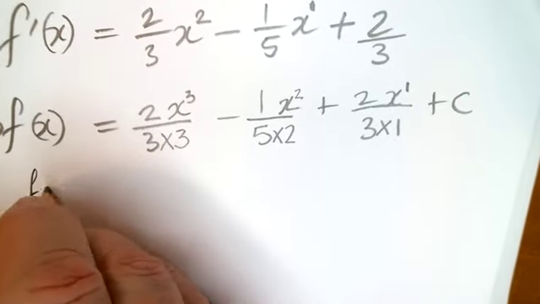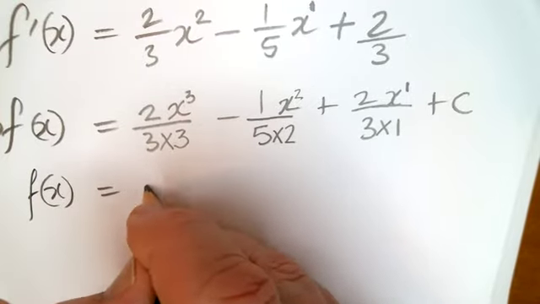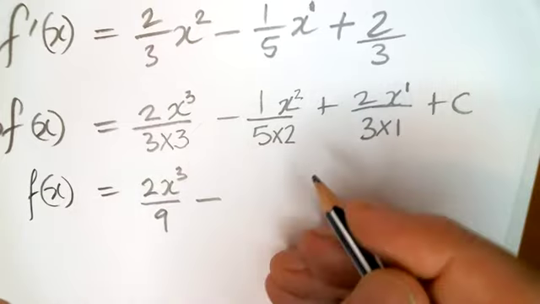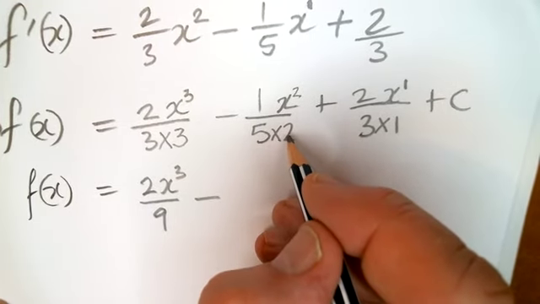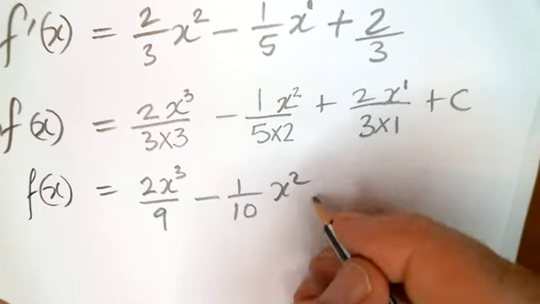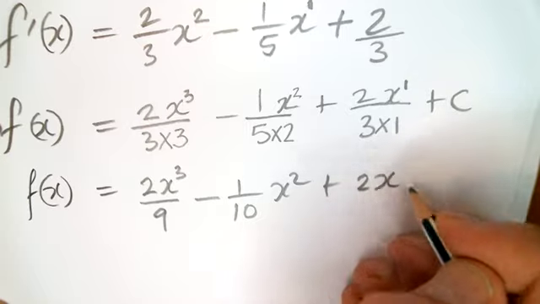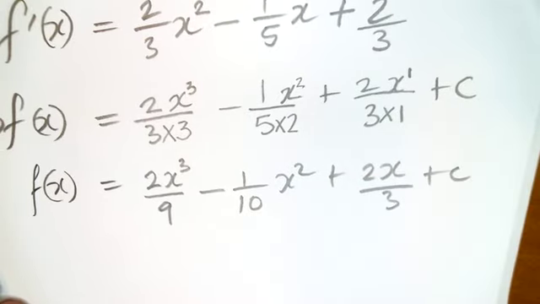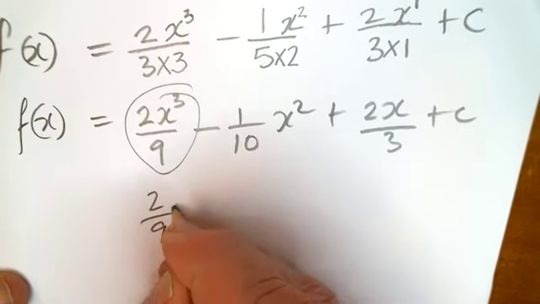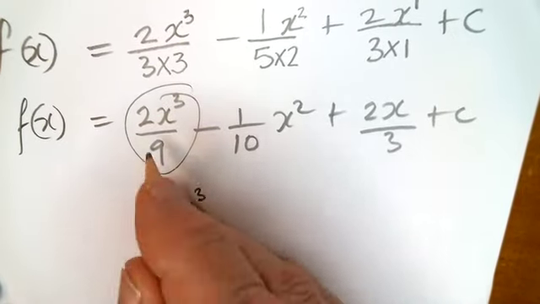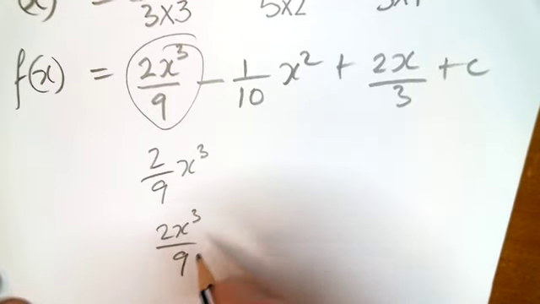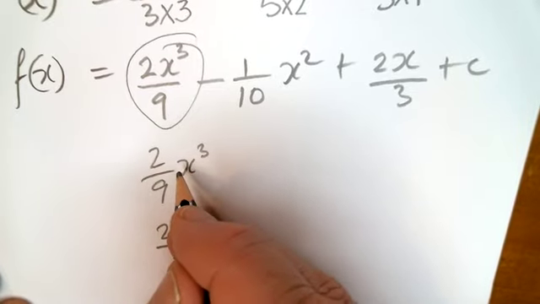So let's tidy this up. So f of x is equal to 2x cubed on 9 minus, well, 5 times 2 is 10. Now, you could have 1/10 x squared if you like, but I actually don't really like that. This is 2x on 3 plus c. So another way of saying this is 2/9 x cubed, but I just prefer 2x cubed on 9. Same deal, because the x actually is on the top line.